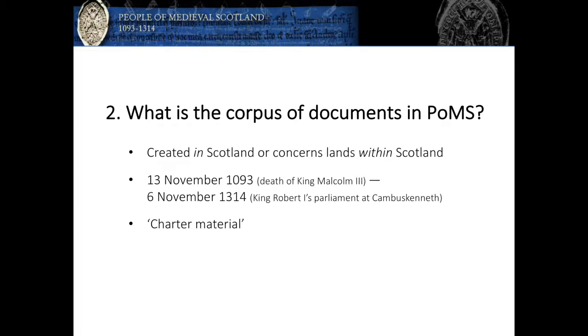Most of the documents within the database can broadly be defined as charter material. Only about 1/4 of these survive as originals. The rest survive as later copies of the original texts. Although the corpus of documents in the PoMS database represents the vast majority of sources for the history of Scotland in this period, it's important to note that other types of source from this period, such as chronicles, are not included in the database.